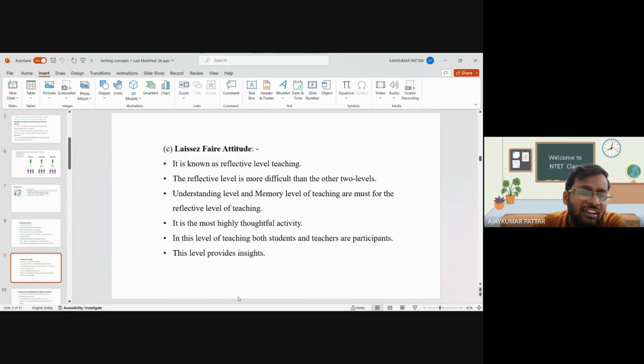The laissez-faire will induce creativity. Creativity means you will go into detail about the subject or concept. You can create new things. You can apply that. It will give new outcomes. That is, creativity will happen in this laissez-faire attitude.